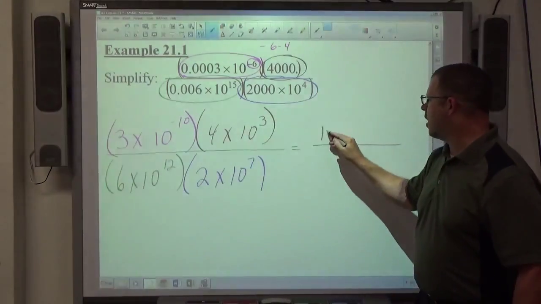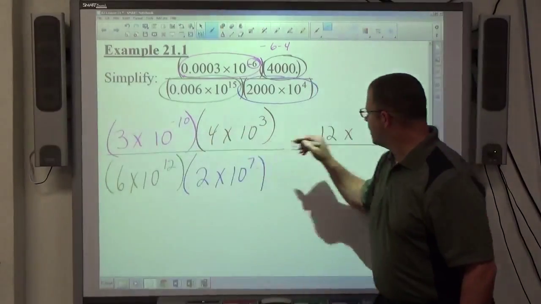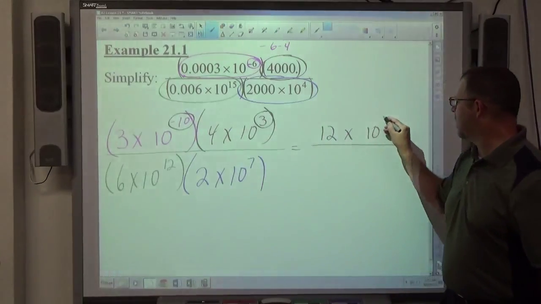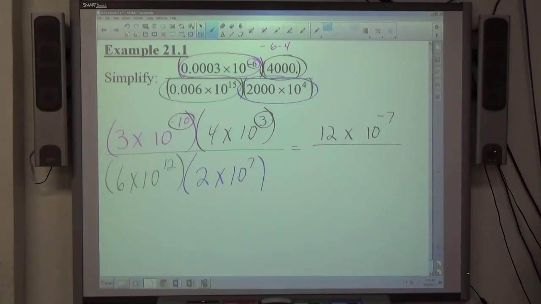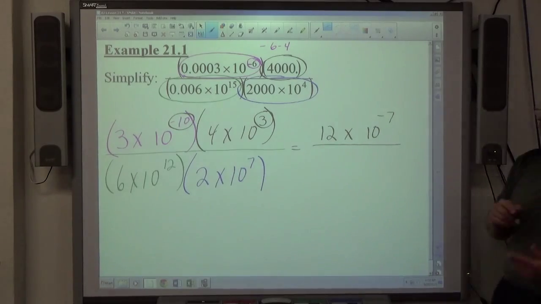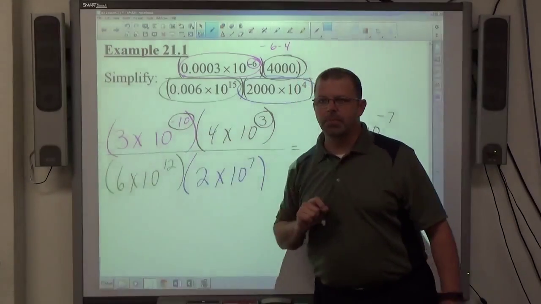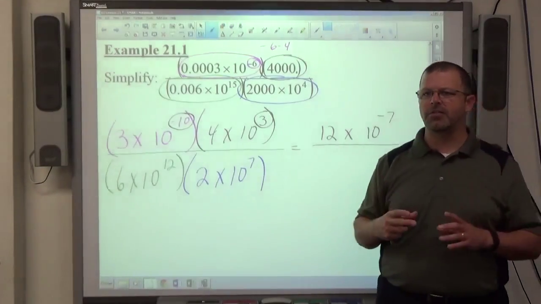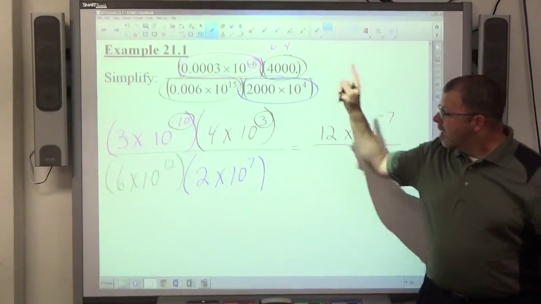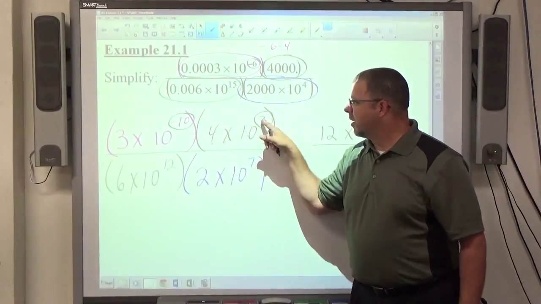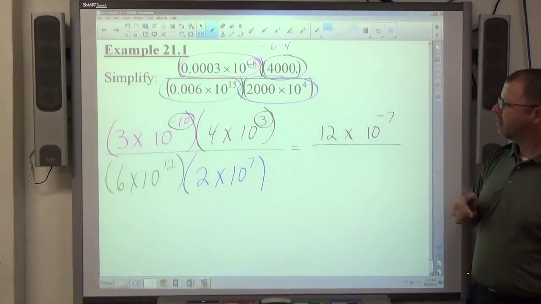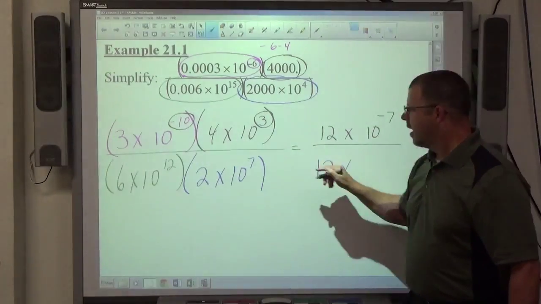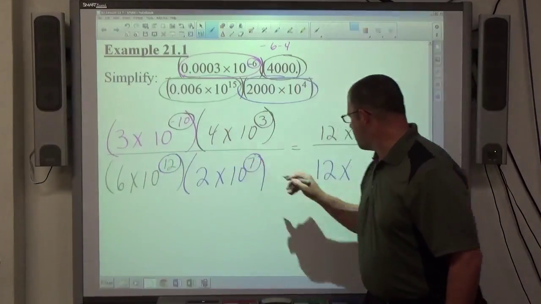3 times 4 is 12. And 10 times 10 we multiply by adding the powers of 10. So negative 10 plus 3 is negative 7. All right, so the abscissas I just multiplied. 3 times 4 is the same product that shows up on flashcards back in 2nd grade, right? Or 3rd, whatever grade it is when you multiplication flashcard. 3 times 4 equals 12 because it does. Powers of 10, we're adding powers. Negative 10 plus 3, opposite signs subtract. 10 is bigger, so it's negative. On the bottom, 6 times 2 is 12. And then we take the powers of 10. 12 plus 7 makes 19.